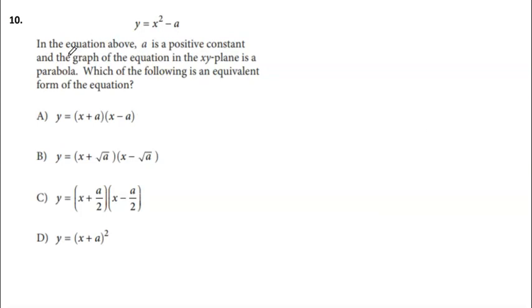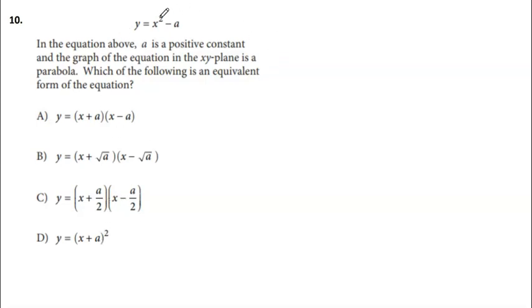Okay, so question number 10, it says in the equation above, a is a positive constant, and the graph of the equation in the xy plane is a parabola. Which of the following is an equivalent form of the equation, right? So we look at this. What you do is look at the question and you scan through the answers, right?